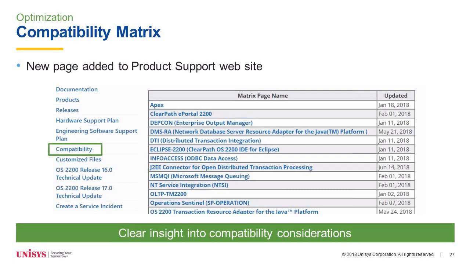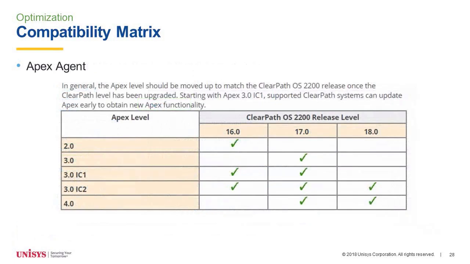This new page contains compatibility considerations on a number of products. Let's take Apex, for example. When you pull up the compatibility page for Apex, you are presented with a fair amount of compatibility information on a variety of things. Standard compatibility, such as Apex level versus OS 2200 release level, is shown, but the information does not stop there.